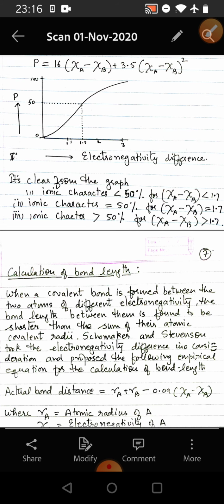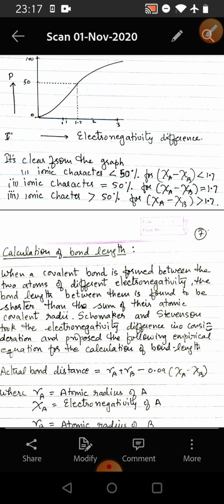P is equal to 16(xA - xB) + 3.5(xA - xB)². Now, if we see the graph, it is clear that the ionic character is less than 50% for xA - xB, that is, the electronegativity difference between A and B less than 1.7, and the ionic character is equal to 50% when the electronegativity difference between A and B is equal to 1.7, and the ionic character is greater than 50% when the electronegativity difference is greater than 1.7.